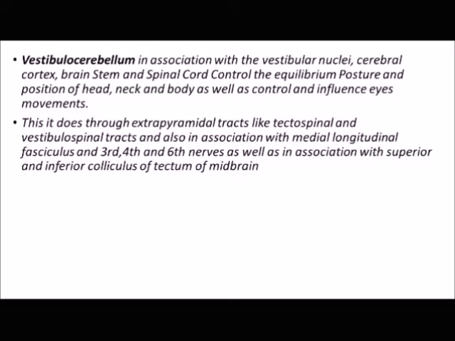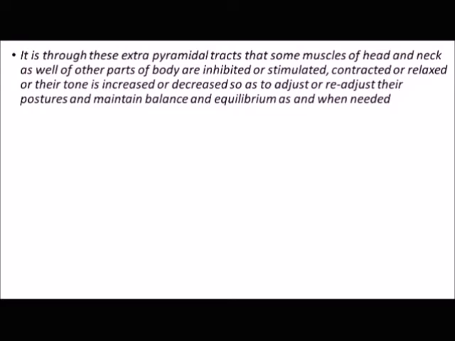This it does through extrapyramidal tracts like tectospinal tract and vestibulospinal tract, and also in association with medial longitudinal fasciculus, also in association with third, fourth and sixth nerves, as well as in association with superior and inferior colliculus of tectum of midbrain. And it is through these extrapyramidal tracts that some muscles of head and neck, as well as other parts of body, are inhibited or stimulated, contracted or relaxed, or their tone is increased or decreased, so as to adjust or readjust postures, and so as to maintain balance and equilibrium as and when required.